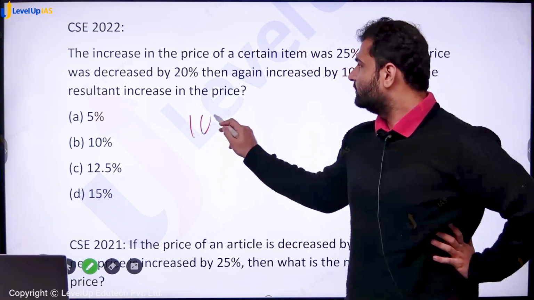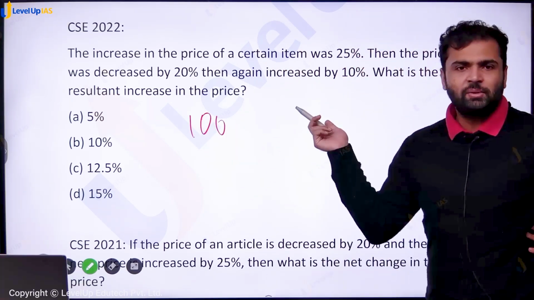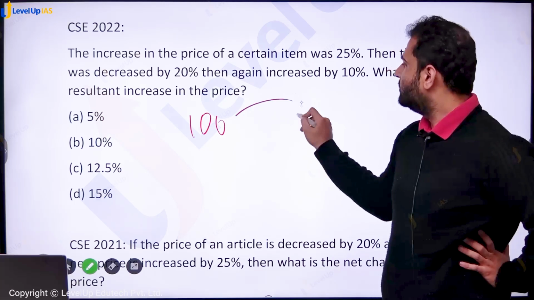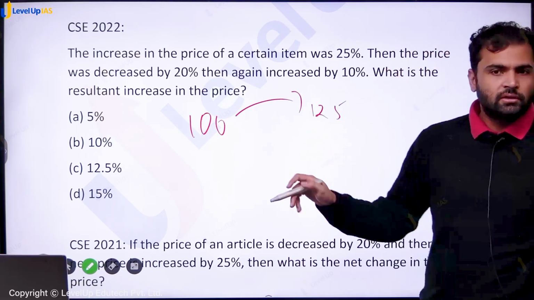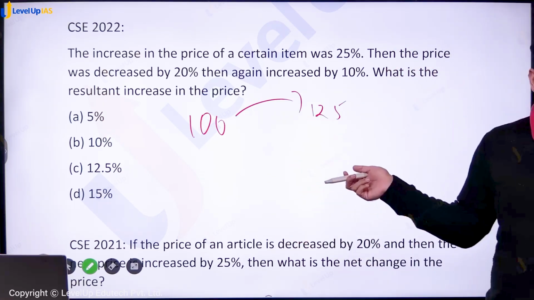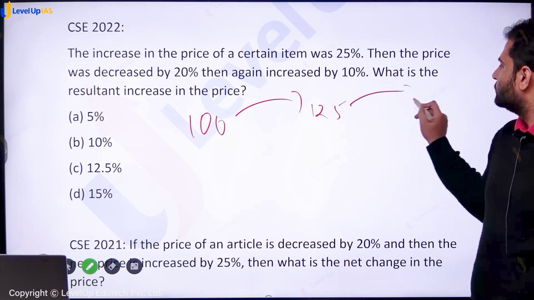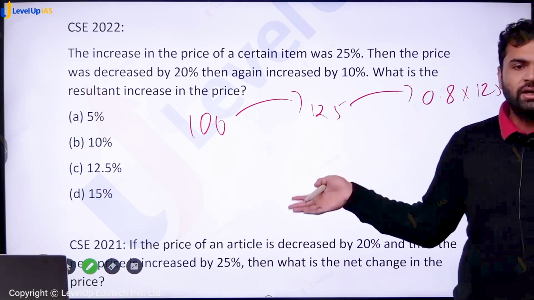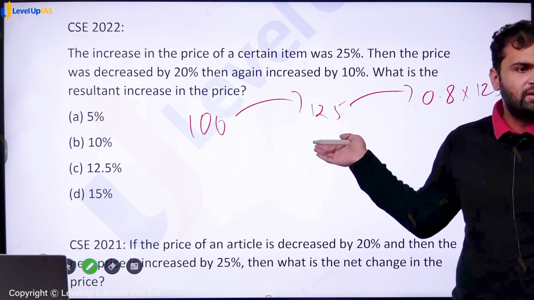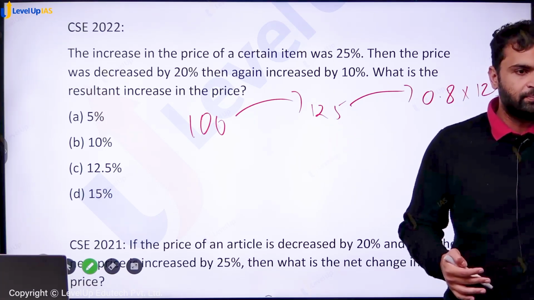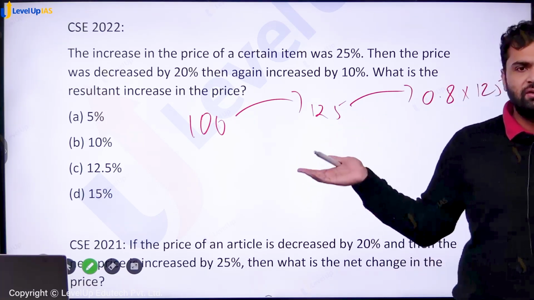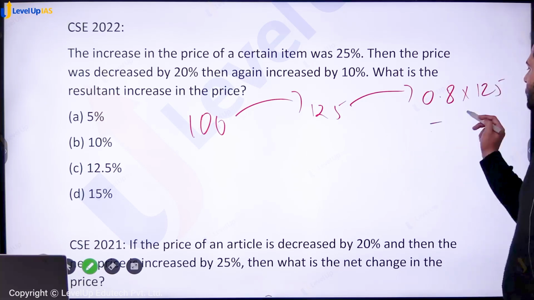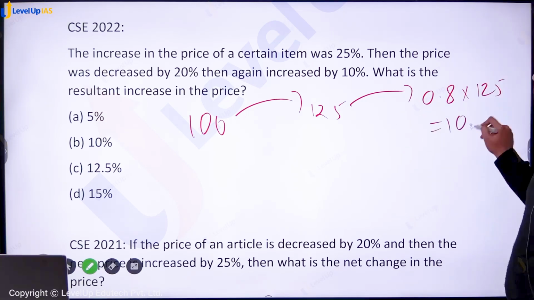You start with 100, price is increased by 25%, so it becomes 125. Then it is decreased by 20%, so it becomes 0.8 into 125. Or you can decrease it by 20% of 125. 20% is again 1/5. 1/5 of 125 is 25. So this is equal to 100 again.